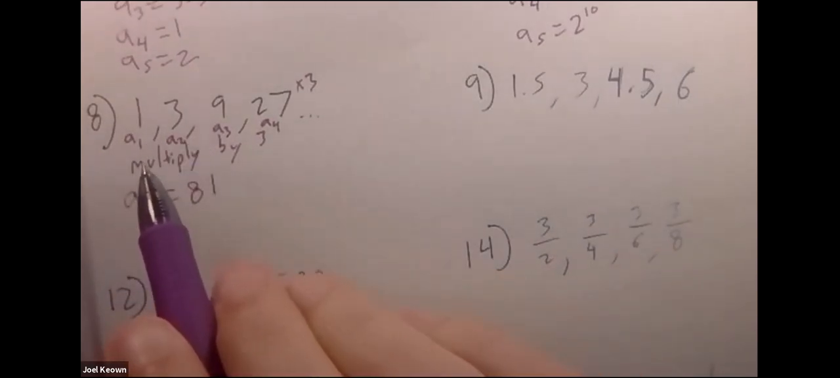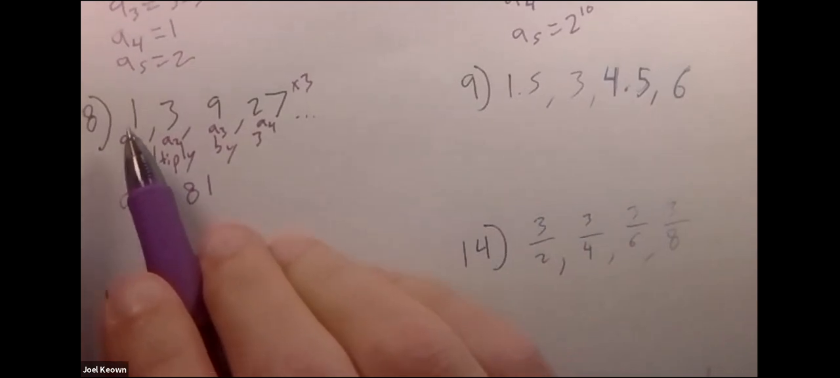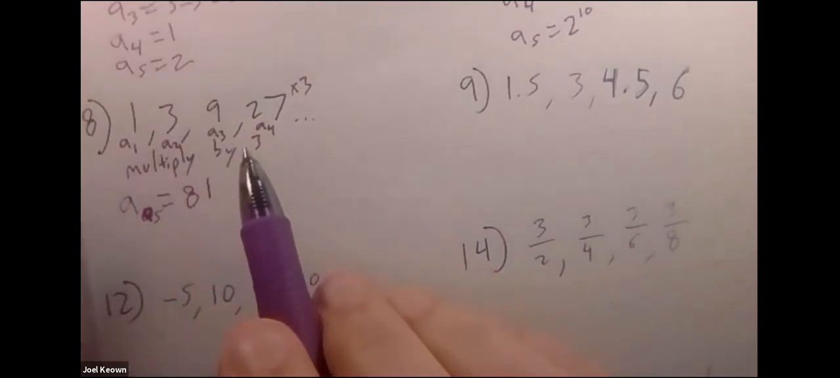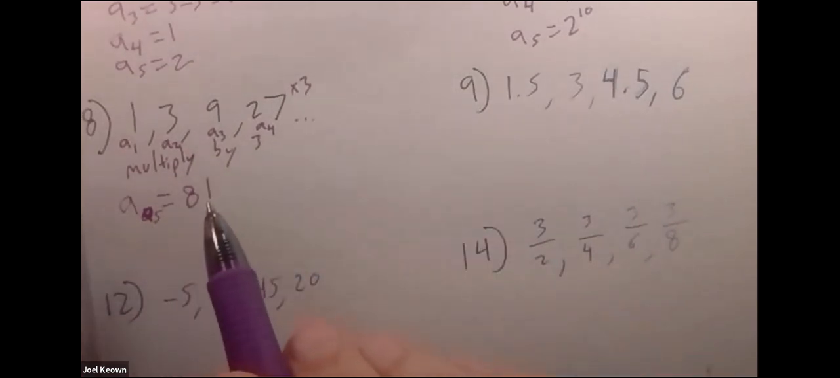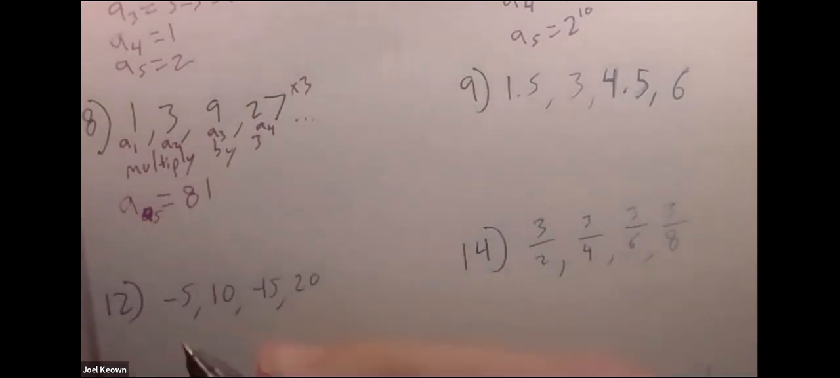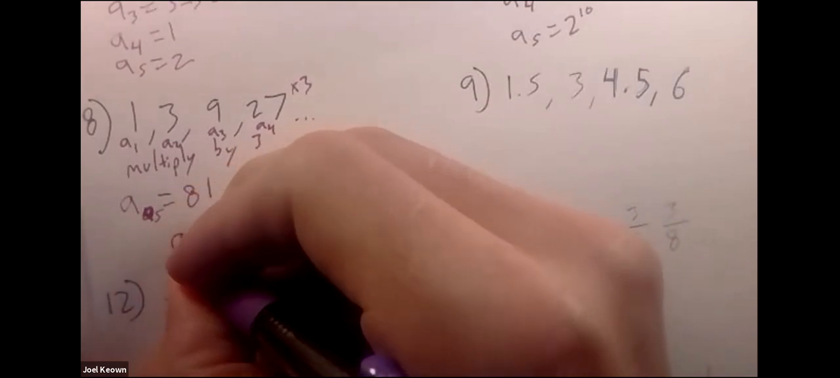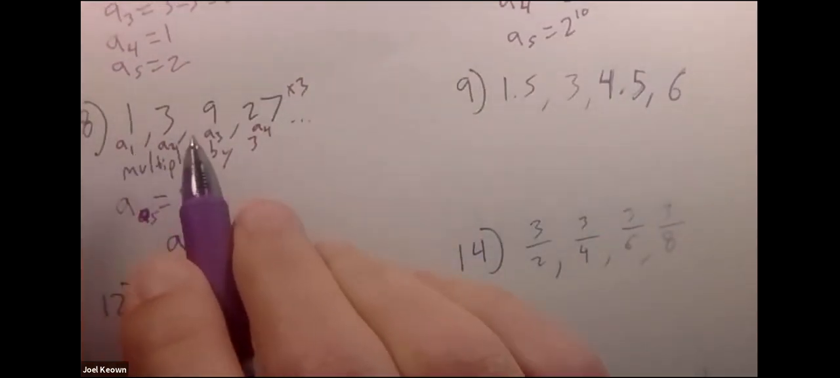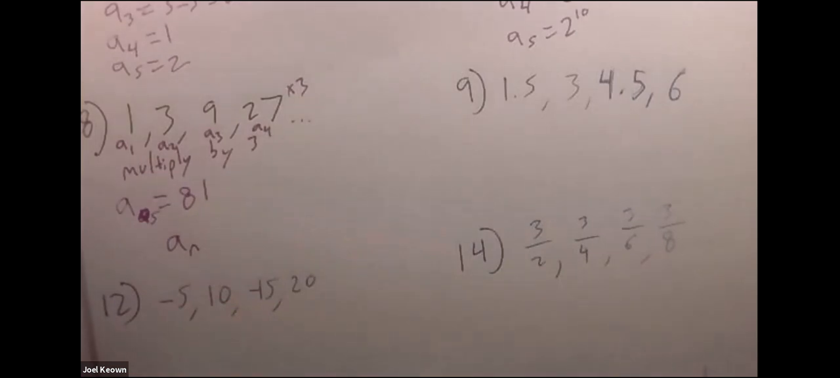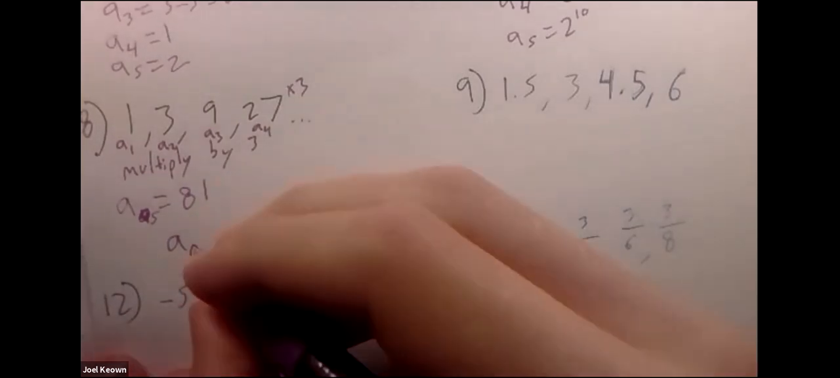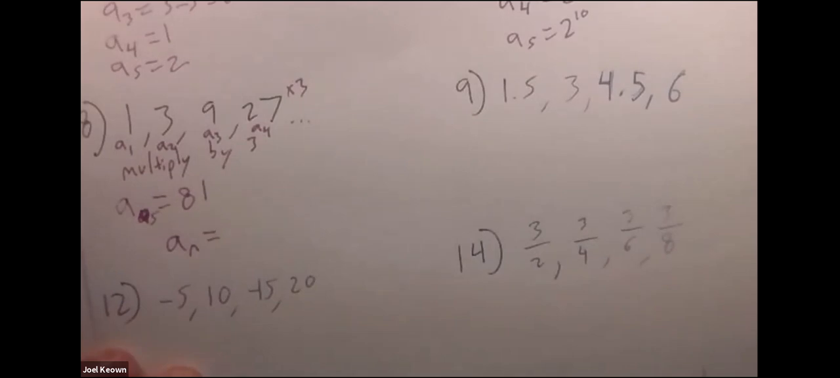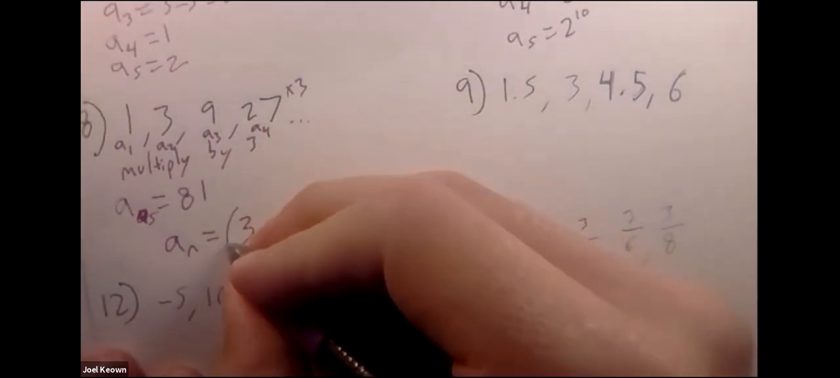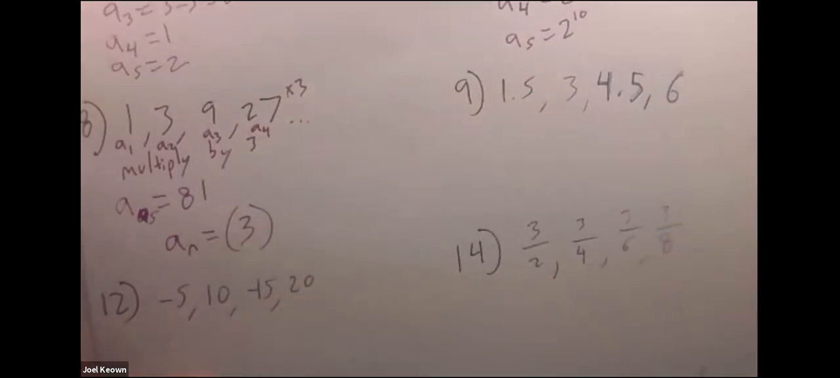So I want to be able to plug 1 into my rule and get 1 out. Plug 2 in, get 3. 3 and get 9. 4 and get 27. 5 and 81. Keep going. My rule is going to start off as a sub n. Now, whenever I'm multiplying, this means I'm exponential. So what am I multiplying by? In this case, I'm multiplying by 3. So I know I'm going to have 3 to an exponent.